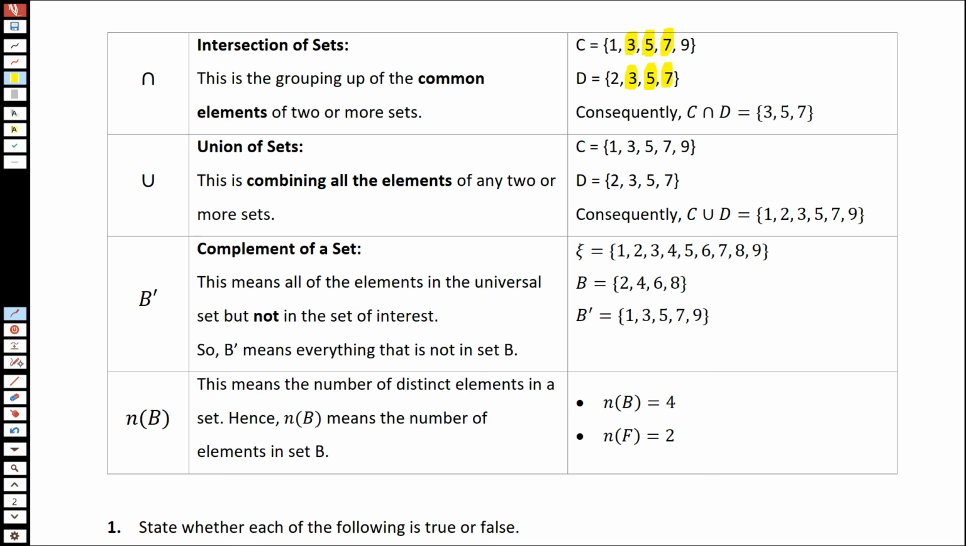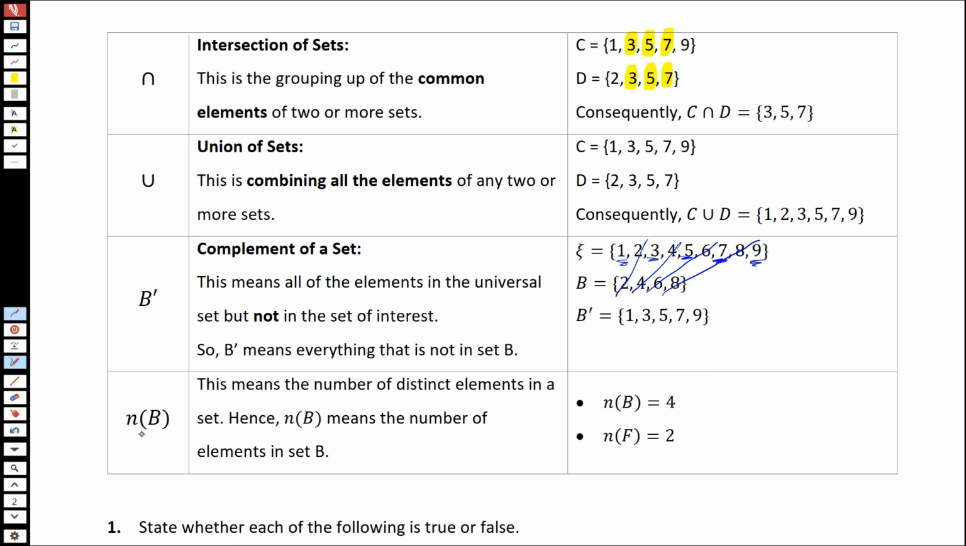And we can just cross check here. We can see 2 is there, we cancel. 4 is there, we cancel. 6 is there, we cancel. 8 is there, we cancel. And now you can see that the numbers that we are left with here are these ones here. So we have 1, 3, 5, 7, and 9. And that will be the complement of set B.